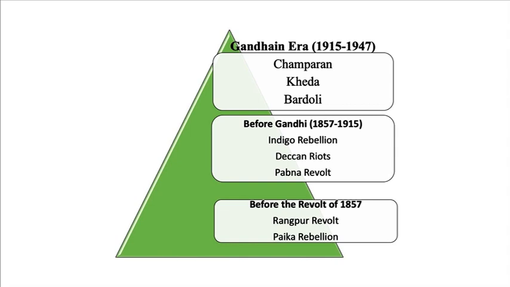Paika rebellion is nowadays called the first war of independence. This is what historians are saying, that the Paika rebellion should be considered as the first war of independence. The second phase is before Gandhi, that is after the revolt of 1857, but before Gandhi came on the scene of Indian political scenario. So, rebellions like the Indigo rebellion or Deccan revolt or Pabna revolt come under this category.